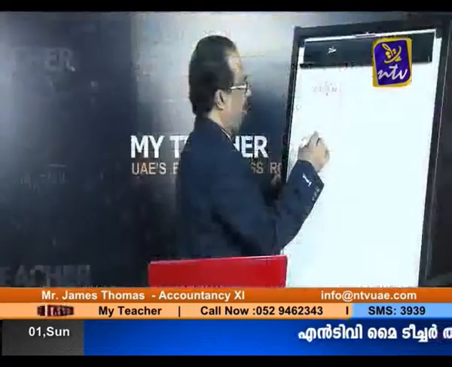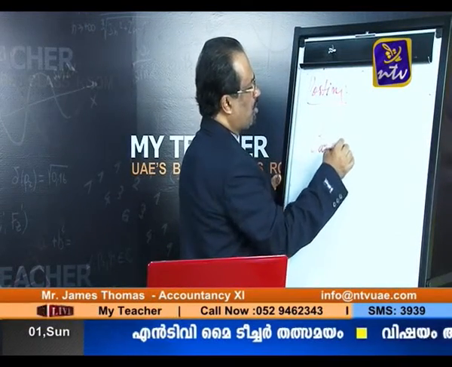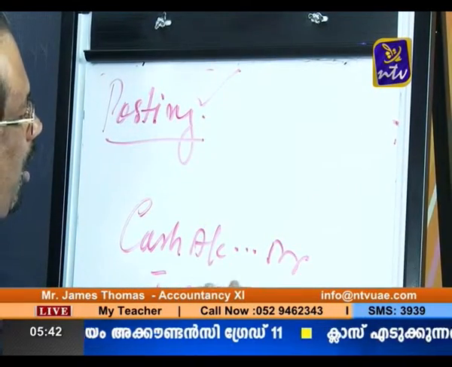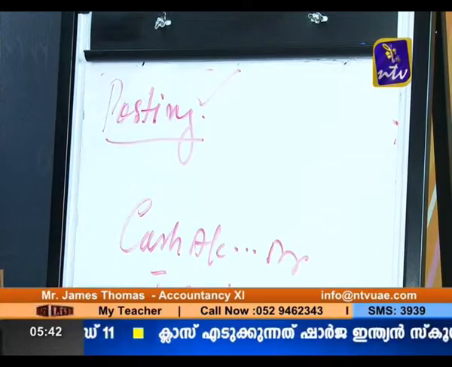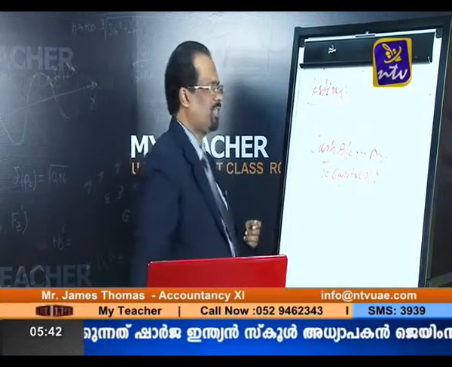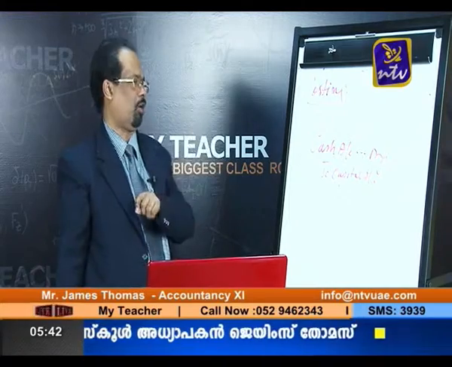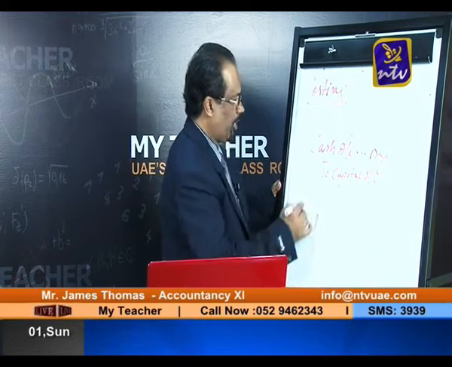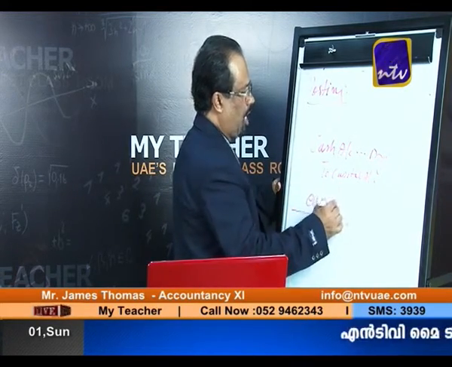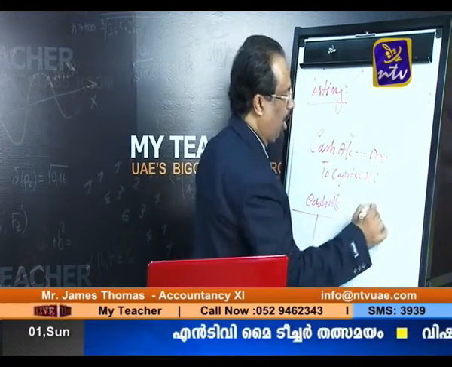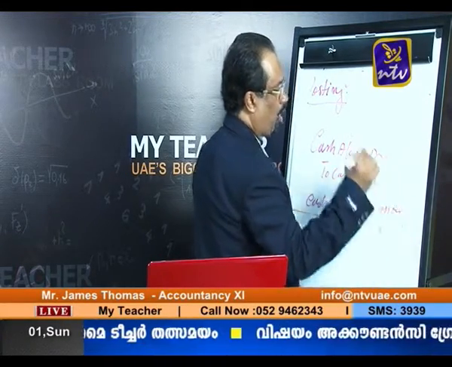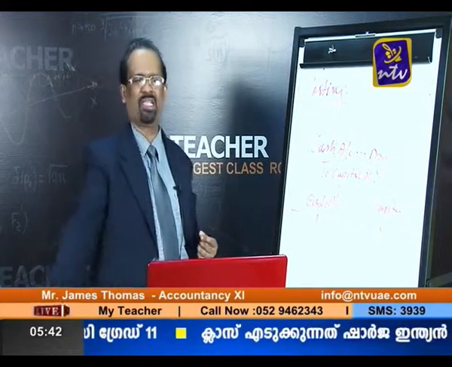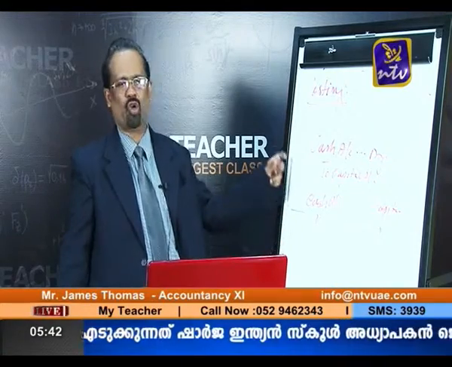Suppose your journal entry is cash account debit to capital account. Here you can see there are two accounts: number one is the cash account and number two is the capital account. That means in the ledger we are going to make two accounts. You know that accounts have two sides, left hand side and right hand side. On the left hand side we debit and on the right hand side we credit. It is a shortcut, called T-form accounting.